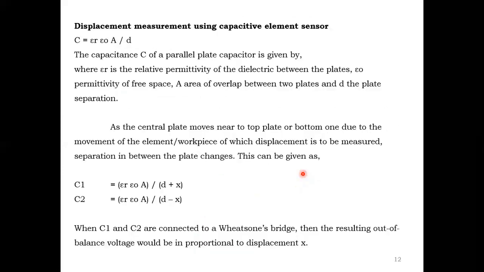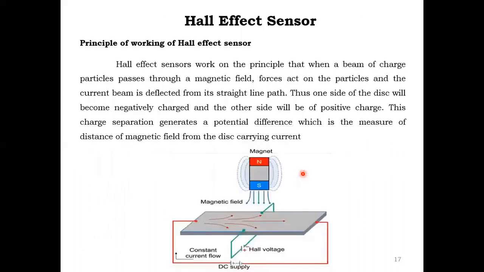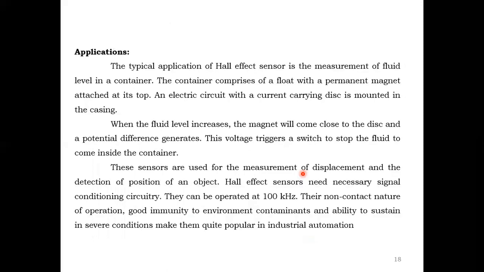That is the capacitive sensor. In eddy current, the eddy current produces some induced flux. If the flux changes, we can calculate the proximity value, that is, the distance. In the Hall effect sensor also, if we vary the magnetic field, that is the magnetic location, we can calculate the position of the metal. Like that we can calculate. So these are the four concepts of sensors.